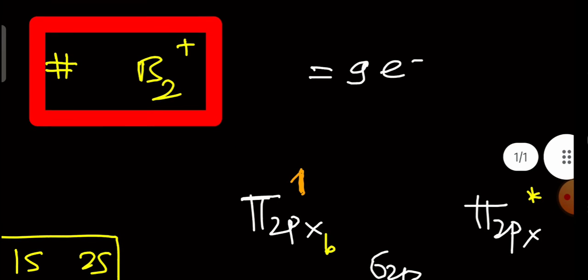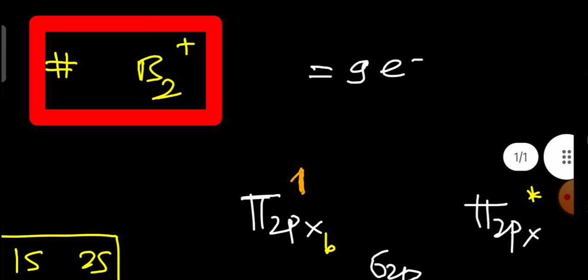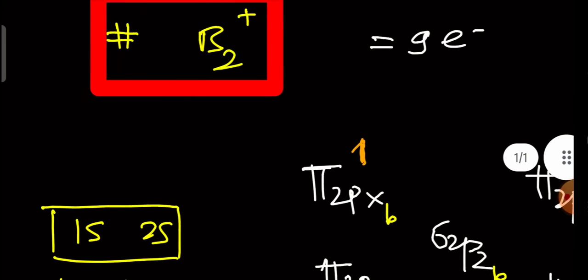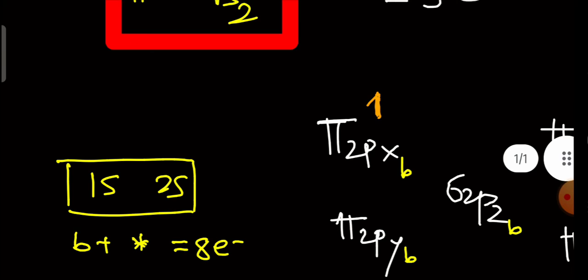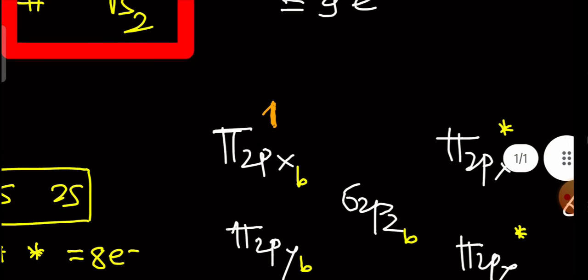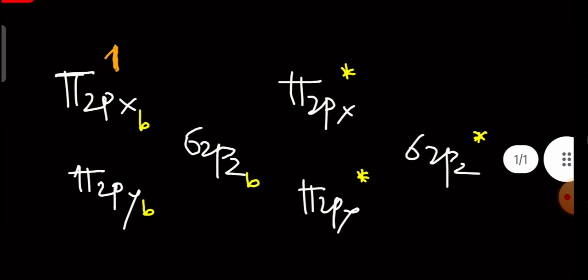Okay, now the B2 plus molecule. First of all, you know the B2 molecule is a 10 electron system, while B2 plus is a 9 electron system. Now you know that up to the 1s and 2s bonding as well as anti-bonding, 8 electrons are contributed. So if you remove those 8 electrons, then only 1 electron remains, and these are the MO energy levels of the B2 molecule.